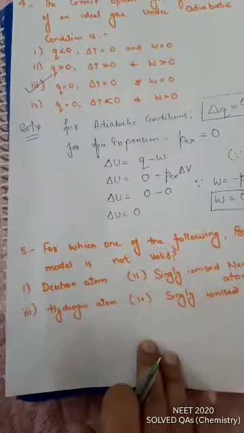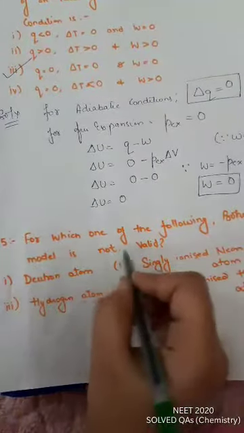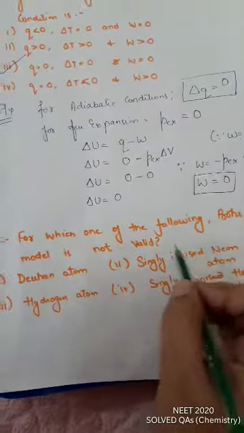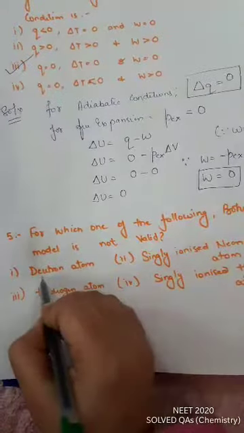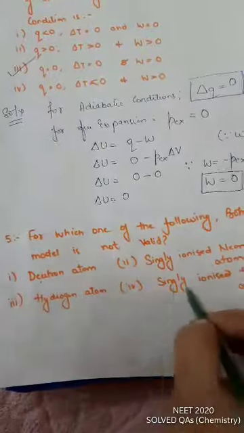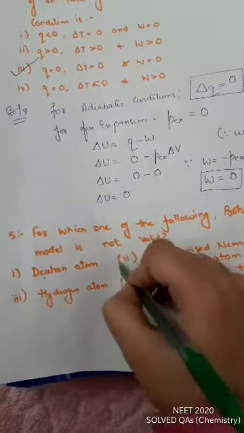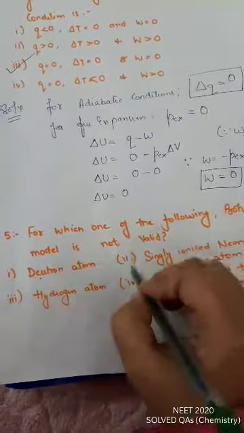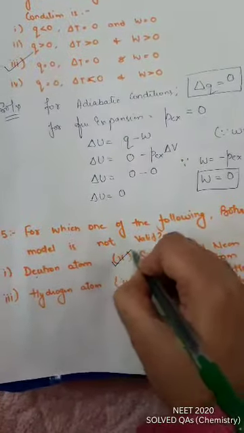Now the last question for this video is: for which one of the following is the Bohr model not valid? We know that the Bohr model is only valid for hydrogen or hydrogen-like species. So it is valid for the deuterium atom, for the hydrogen atom, and also for singly ionized helium, but it is not valid for the neon atom. So the answer to this question is that singly ionized neon is not valid according to the Bohr model.